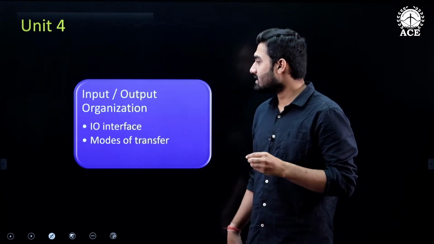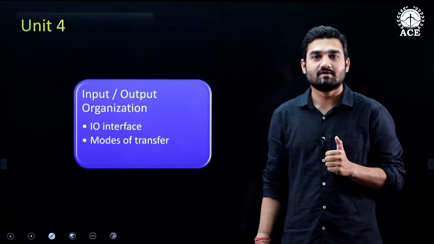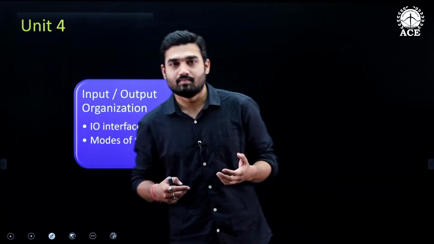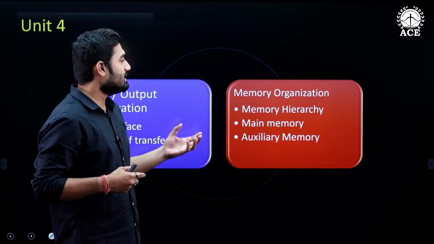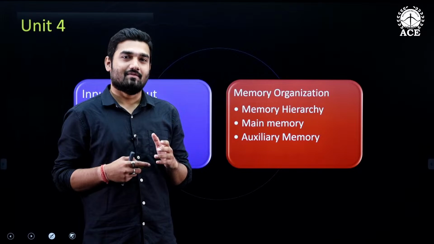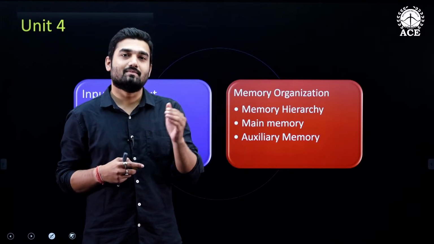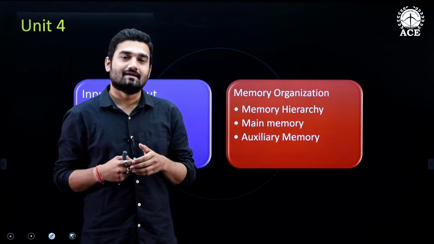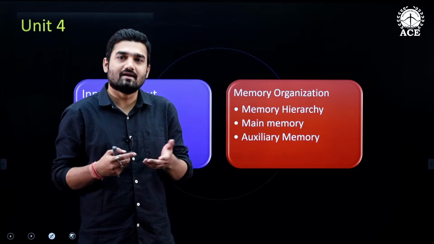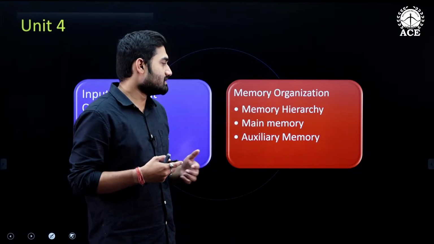Now input output organization. In this part we will look at input output interface. Then we will look at mode of transfer in the IO module. Then here comes the memory module. In memory organization we will look after the memory hierarchy, like whatever the suitable units present inside the memory for storing the data. It may be your RAM, ROM, it may be your secondary memory, hard disk. So these things we are going to see in the memory organization part.